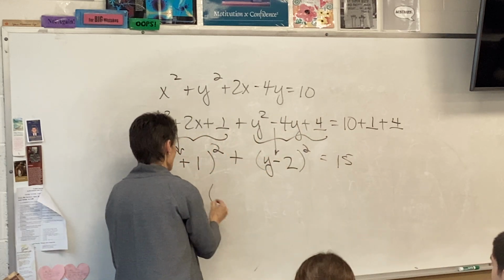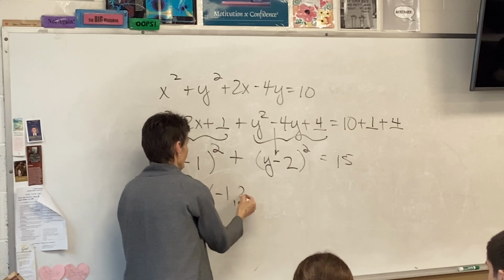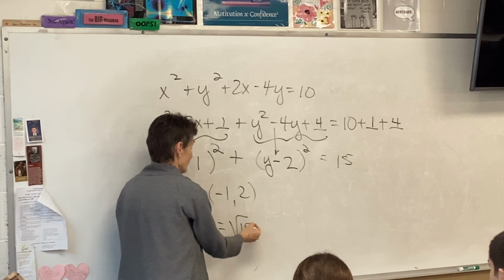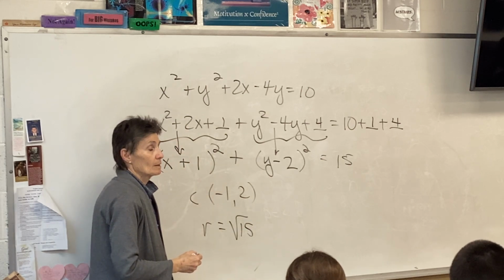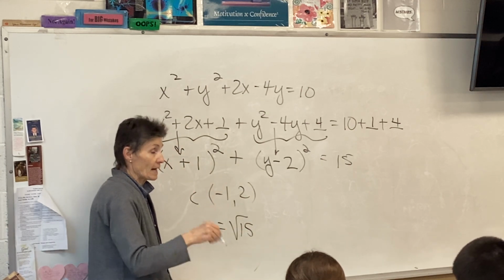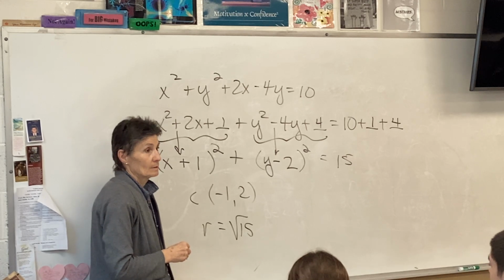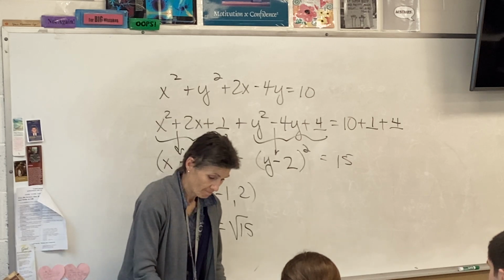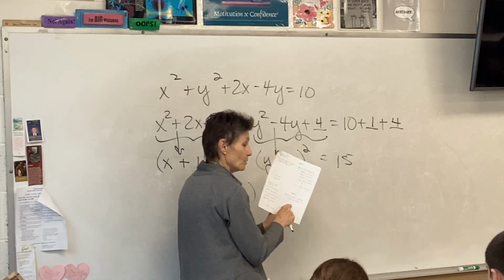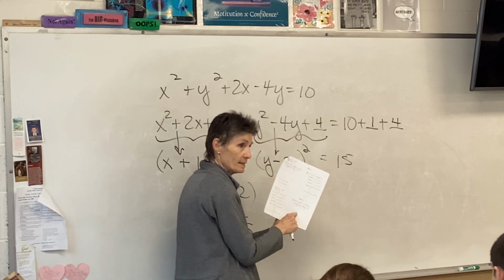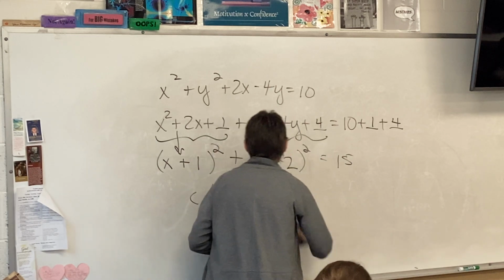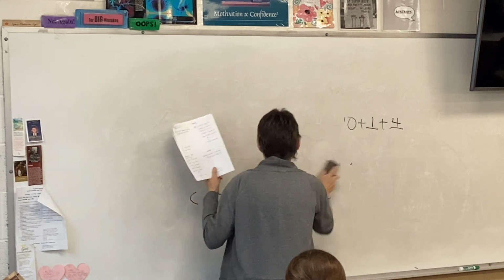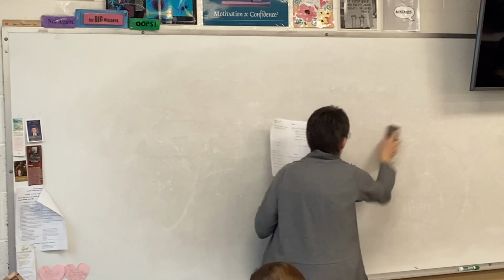So what is my center? Negative 1, 2. And what is my radius? Square root of 15. You will do that tomorrow on your quiz. Okay? Let's jump down and do number 2 on the bottom quiz. This is 2 practice quizzes. There's 2 questions on your quiz tomorrow, and they're exactly like these.